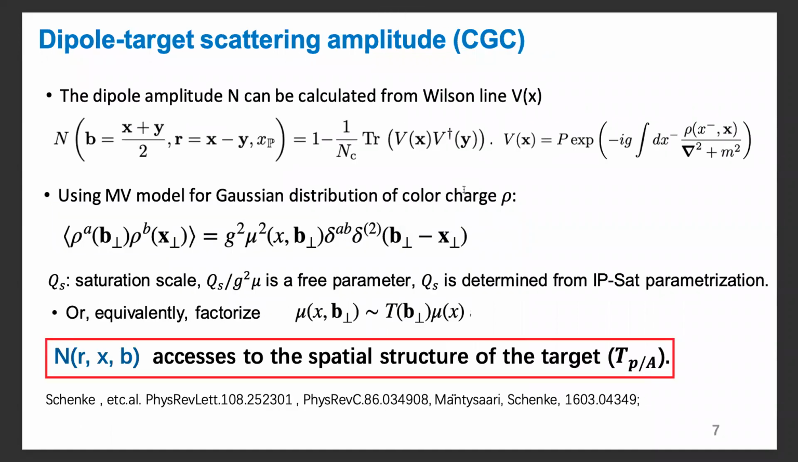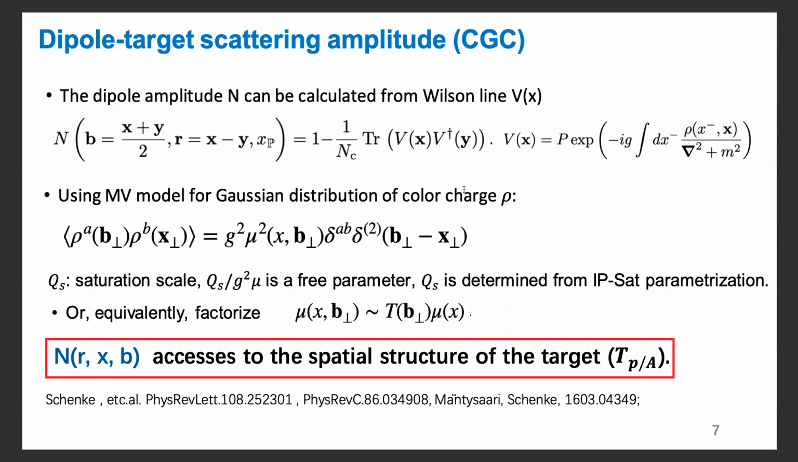Okay, in our calculations, we use a CGC model to describe the dipole-target scattering amplitude. In the CGC model, the dipole-target scattering amplitude can be calculated from the Wilson line by this formula. For example, this describes the interaction between the quark and the target, and this describes the interaction between the anti-quark and the target. And the Wilson line is a solution of the classical Yang-Mills equations.